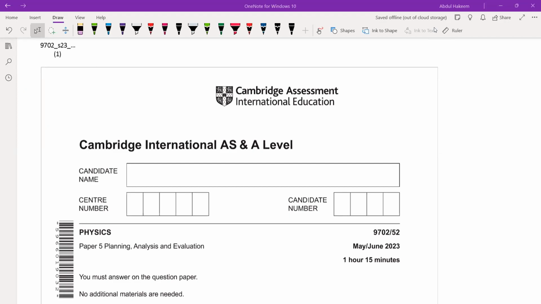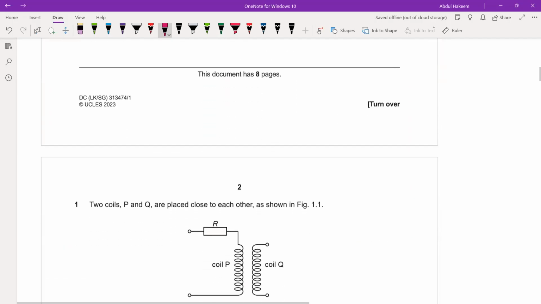Okay, this is the latest paper, Paper 5, May/June 2023, Paper 5.2. It is planning, analysis, and evaluation. So move to question number 2.